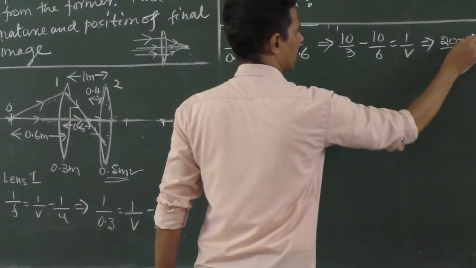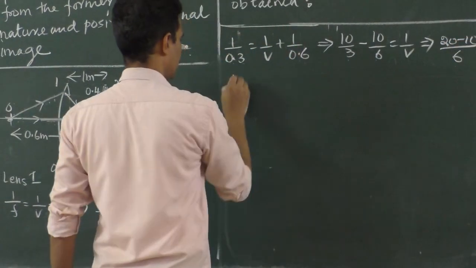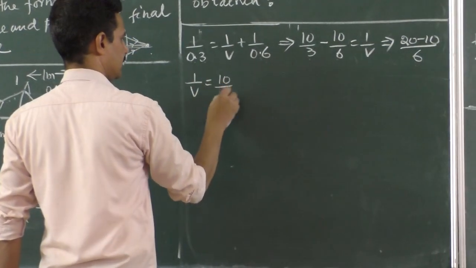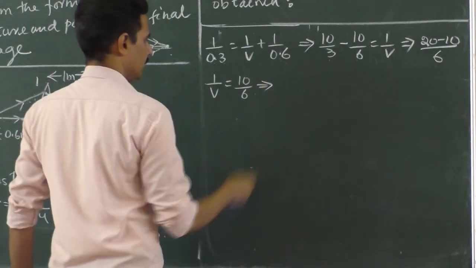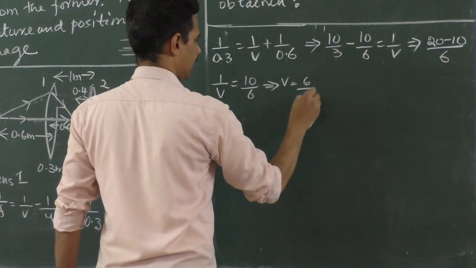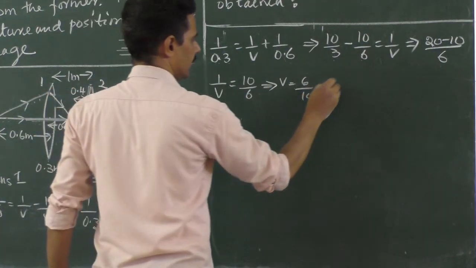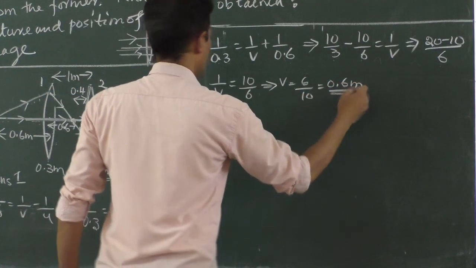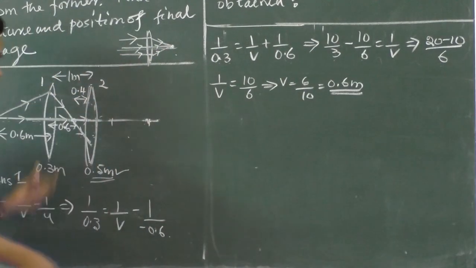6 ones are minus 10. So what is 1 by V? 1 by V is equal to 10 by 6, and that implies V is equal to 6 by 10. So at both the sides it is 0.6 meters. That means the image is formed at a distance of 0.6 meters.